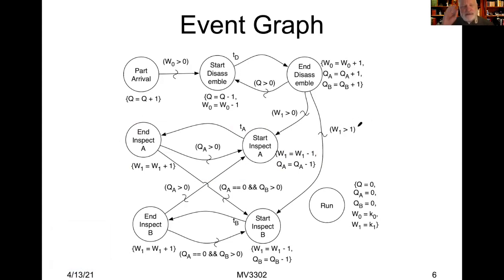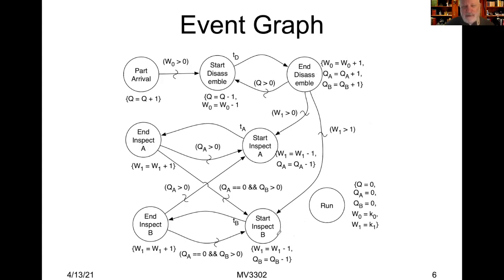So again, it helps to walk through, let's put a number in. Let's say that W1 is equal to 2 when this event occurs. 2 is bigger than 0, so it'll schedule this start inspect A. 2 is also bigger than 1, so it'll schedule start inspect B. Now, does it matter which order that happens? Well, let's take a look.